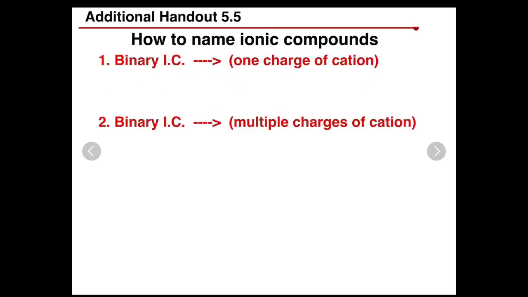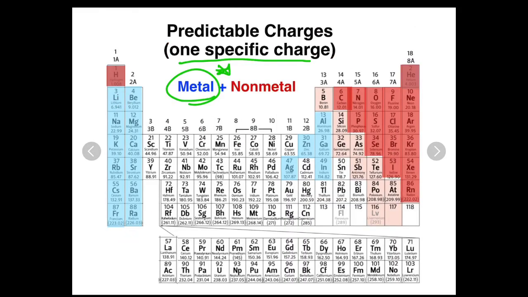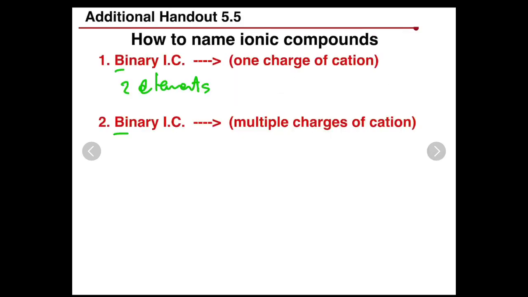Okay, so the second type would be the binary ionic compound. Again, bi, right? So it means 2 elements. Okay, if you have more than 2 elements, it will not be called a binary ionic compound. This type of ionic compound would contain only 2 elements. Okay, so the second type is going to be a little bit different from the first type. First type is what we know exactly what their charges are based on the location on the periodic table, right? The charge of the metal. However, the second type, we don't know what their charges are because they can have multiple charges.